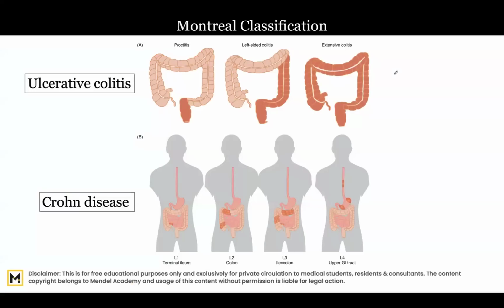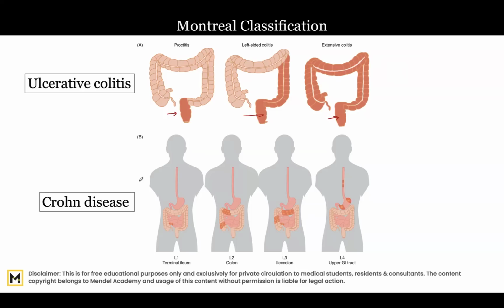Now, this is the distribution of ulcerative colitis versus Crohn's disease. This is called the Montreal classification. One very important feature that you should always remember is that irrespective of what type, there is a proctitis variant, there is a left-sided ulcerative colitis, and there can be extensive colitis. Irrespective of everything, the rectum is always involved in ulcerative colitis. Never forget that. The rectum is definitely involved in every single case of ulcerative colitis.